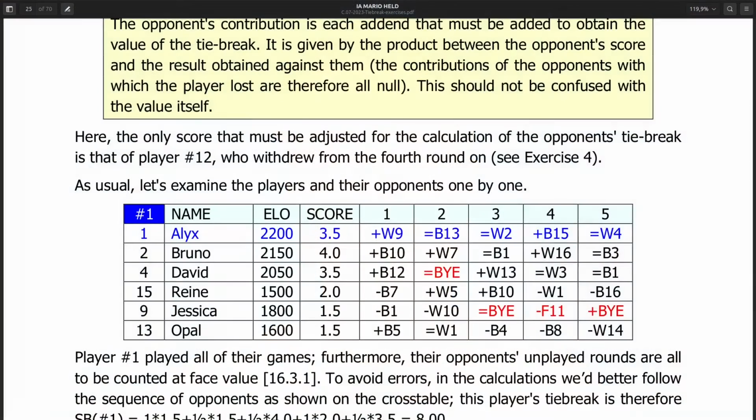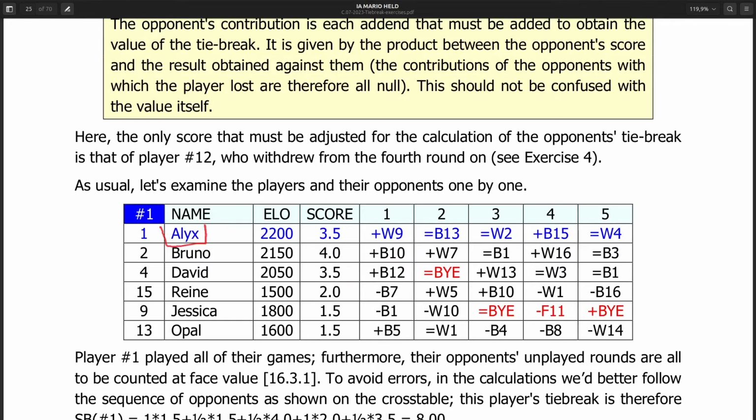Berger is also based on opponent scores, but this time we will take the result of the match into account. So if we won, then we get all points of our opponent. If we draw, we just get half of them. And if we lost, then nothing.